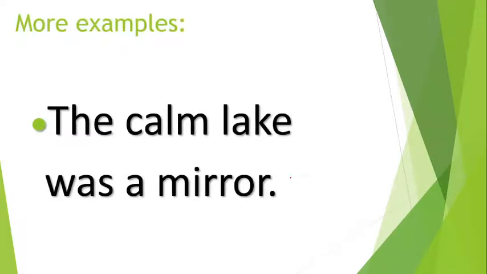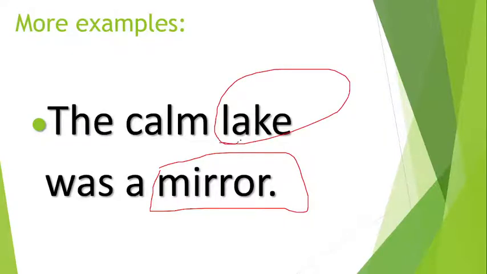The next one is the calm lake was a mirror. Let us first know the characteristics of a mirror. A mirror is static, clear, it is not moving. So the lake is being compared to a mirror. If we apply the imaginative meaning, we will be able to picture just how calm the lake was that time. The word like or as are not present, but still there is a comparison.